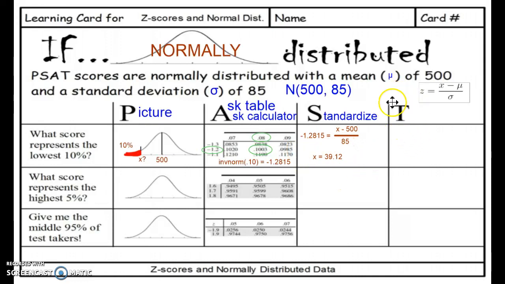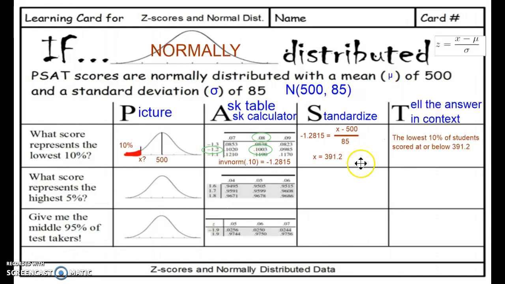The last thing that we need to do once we make our calculation and solve for X is to tell our answer in context. And context is so important. Before I write my answer in context, I actually had a little typo here. This should not be 39.12, it should be 391.2.